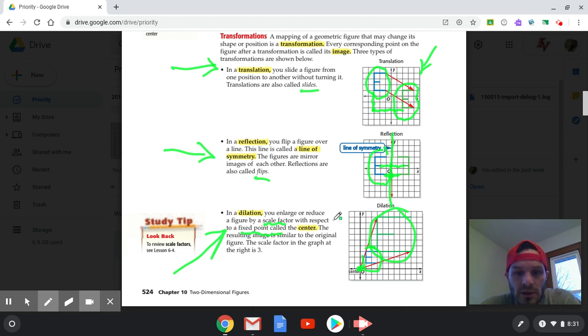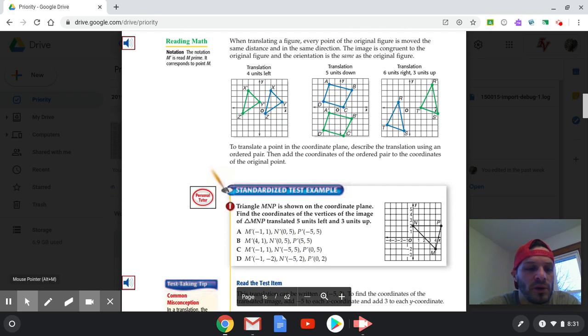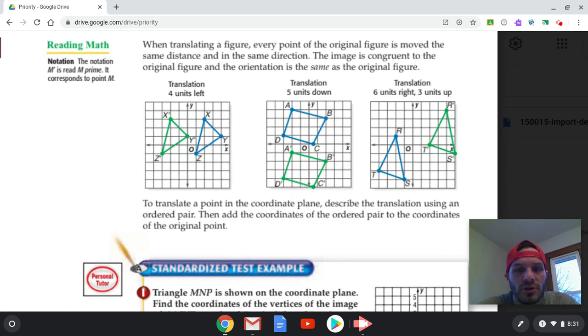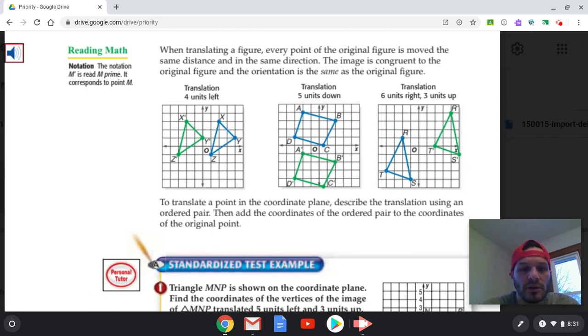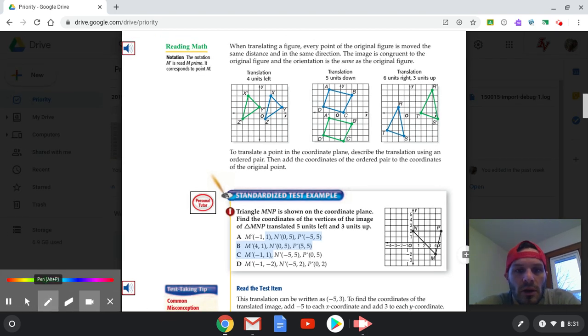All right, and so we're going to continue going down. And here's a couple more examples. Let's start with the translation. So in each of these examples here, we've got a translation 4 units to the left. We start with the blue figure, and every point moved 4 units to the left.